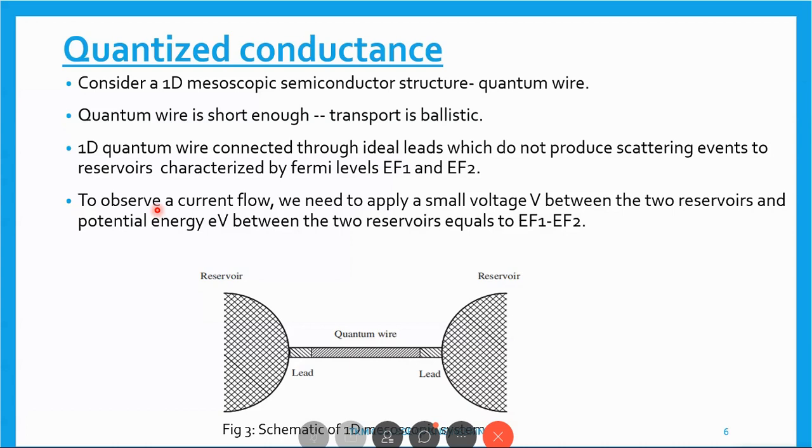These quantum wires are connected with the help of ideal leads to two different reservoirs which are characterized by Fermi levels EF1 and EF2. Now, the quantum wire does not provide any scattering events. Similarly, the leads that are connected to the quantum wire also do not provide any scattering events. Now, in order to observe a current flow, we should apply a small bias between the two reservoirs. So now the potential energy between the two reservoirs will be equal to eV, which is the same as the difference between the Fermi levels EF1 minus EF2.